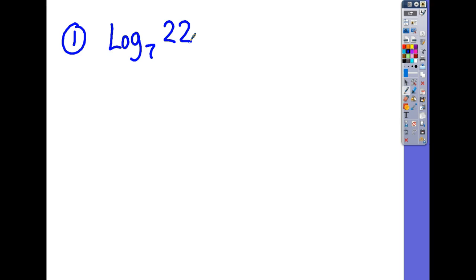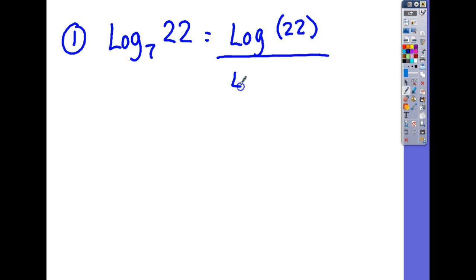Now, when we did our foldable notes the other day, we wrote down the change of base formula. And I've also written the change of base formula over here on the board. The change of base formula says the log of the big number divided by log of the base number. Now, these logs right here are base 10. Because they're base 10, I can use the calculator.